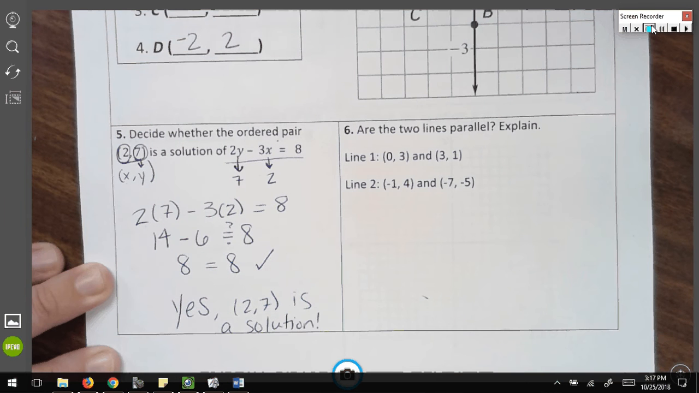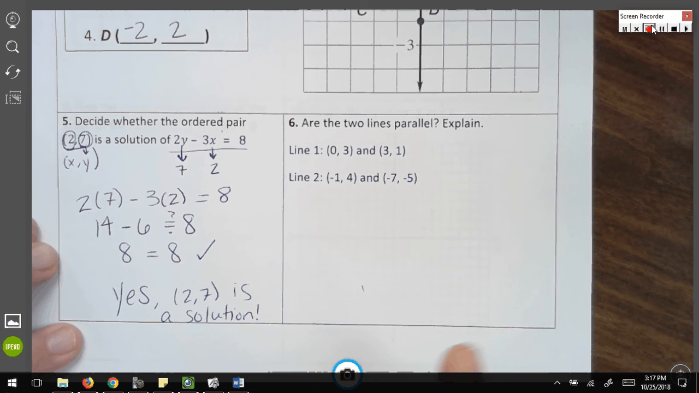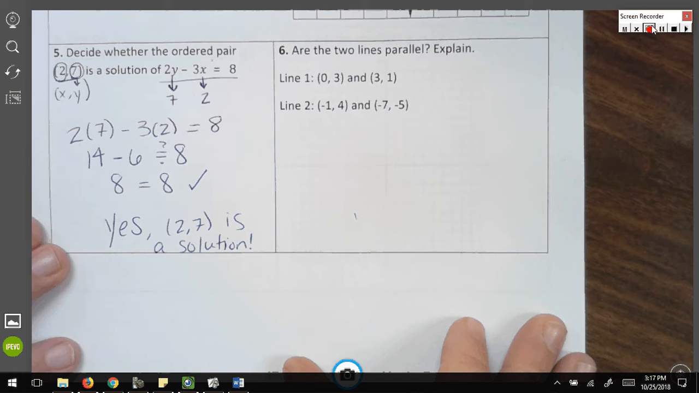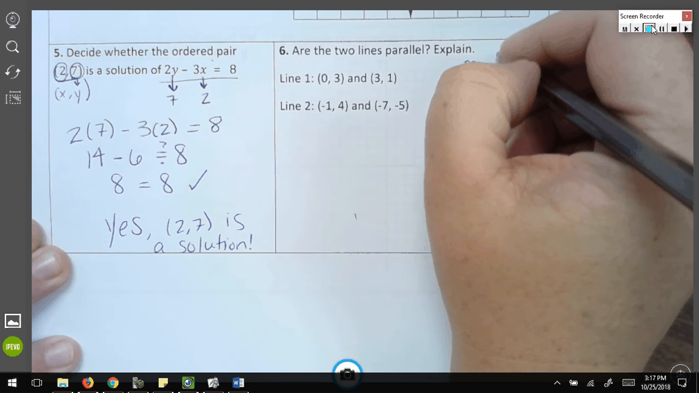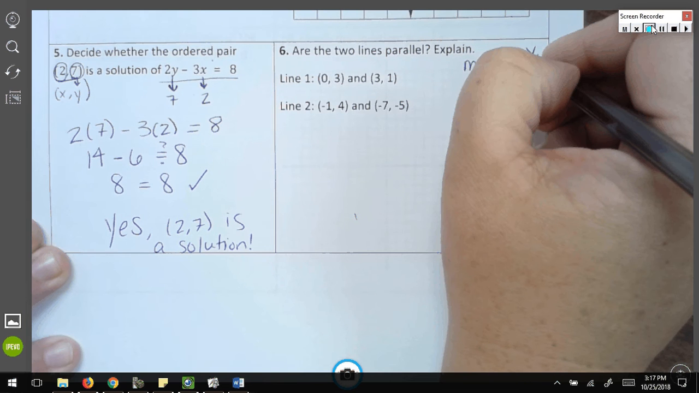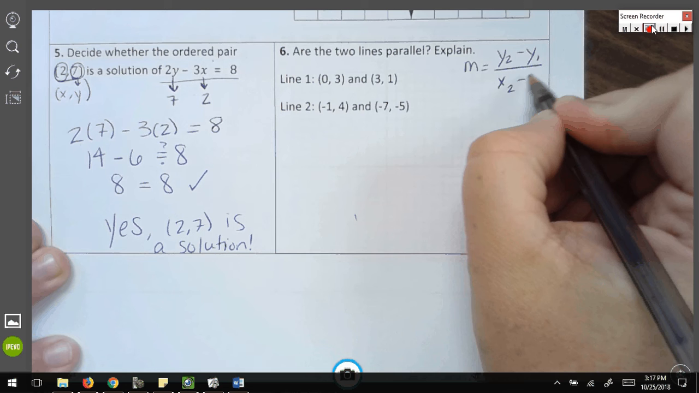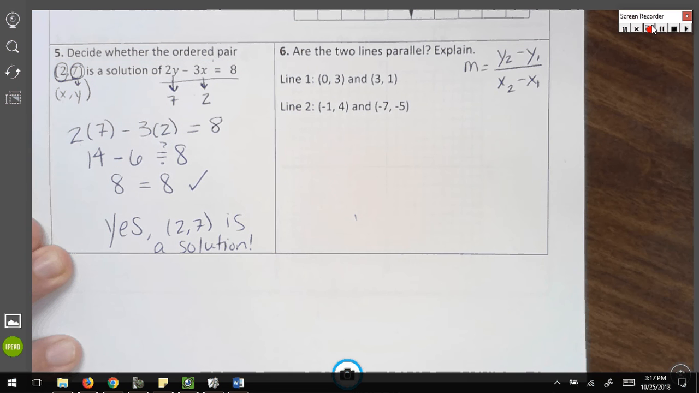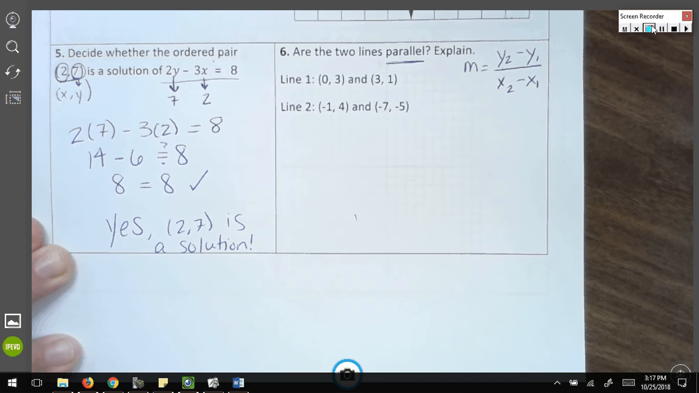Okay. Number 6, to determine if two lines are parallel, I must find their slope. Remember, to find slope, I take the y's and subtract, divided by the difference of the x's. So I need to find the slope of each line. If they have the same slope, then they are parallel. If the slopes are not the same, then it is not parallel.